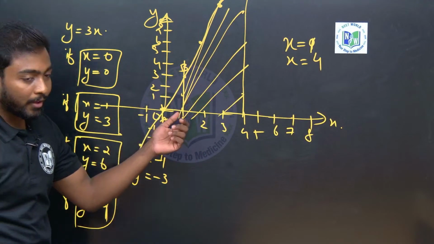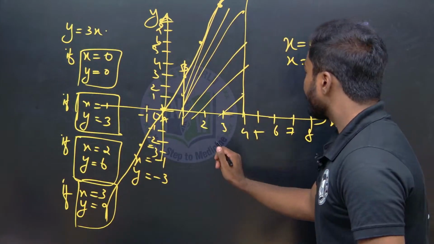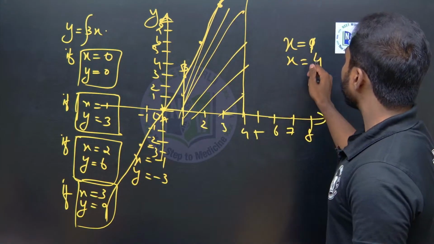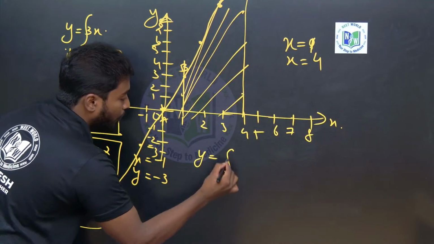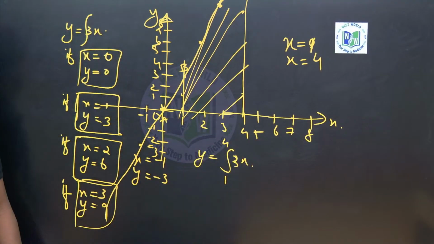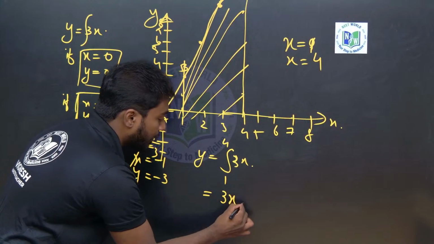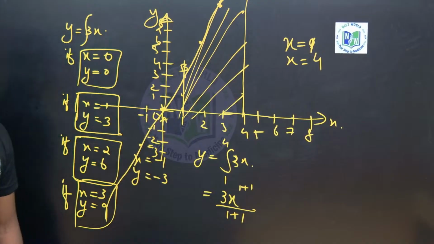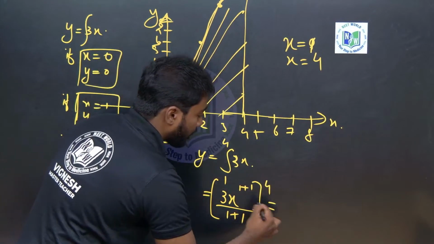Whenever this kind of graph is there, if they are asking about the area, simply take the integral. Integration from 1 to 4. So y is equal to the integral from 1 to 4 of 3x. What is the integration of 3x? 3x power 1 plus 1 by 1 plus 1, from 1 to 4. So what is the answer?